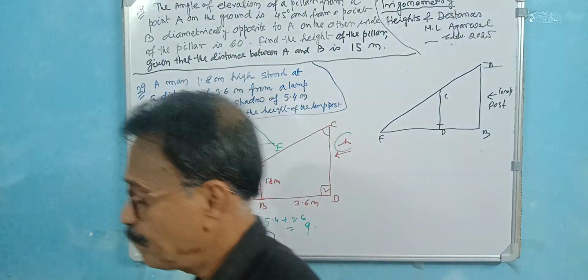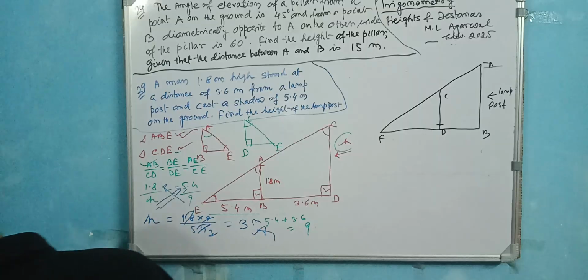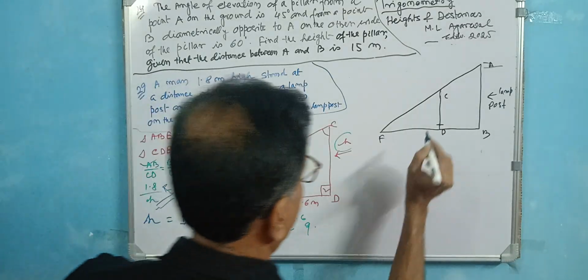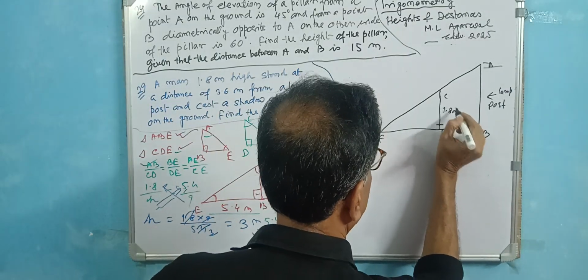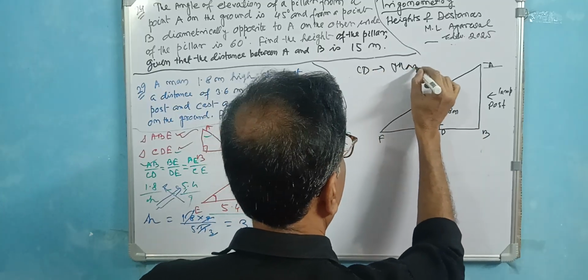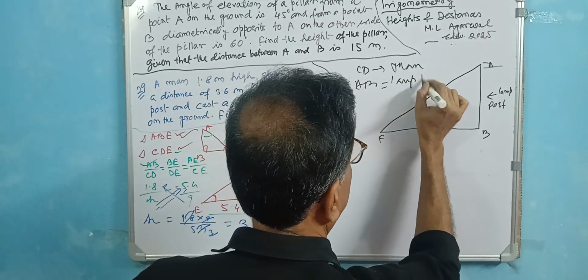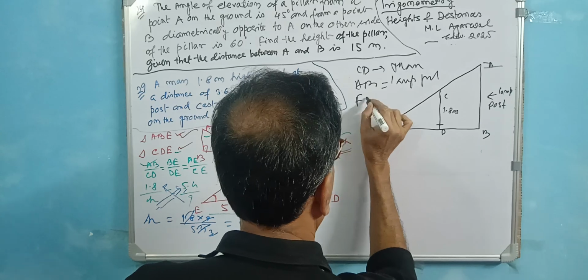So, man's height, a man 1.8. This is 1.8 meter. This is man. CD, you just write CD is a man. Okay, AB, lamp post for better understanding. Okay, FD, shadow.